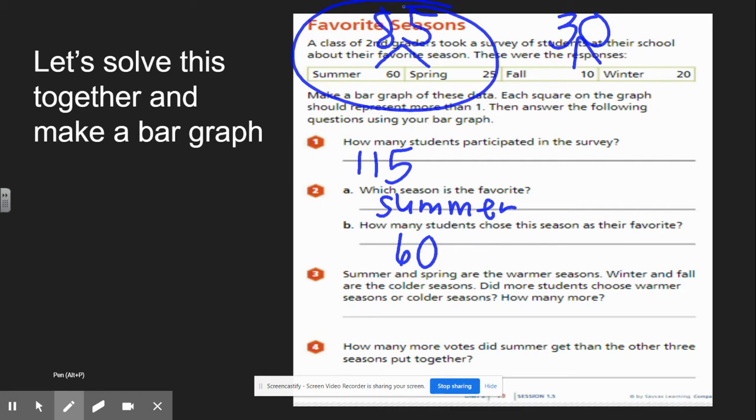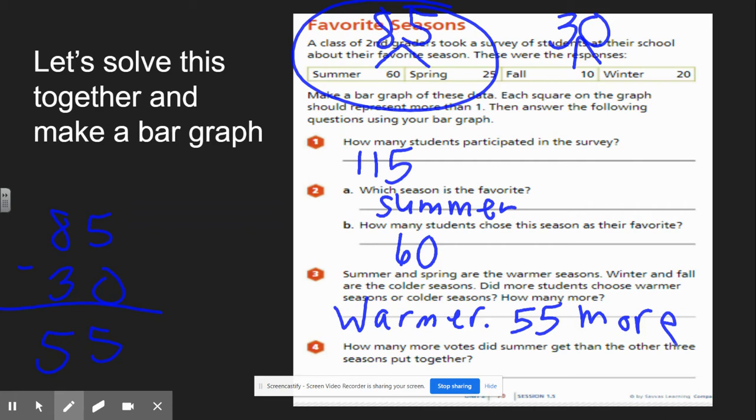But then it's asking how many more. So first you're going to write warmer. Then we have to answer the second part of the question, how many more? We're going to take our bigger number minus the smallest number, 85 minus 30, which is 55 more.